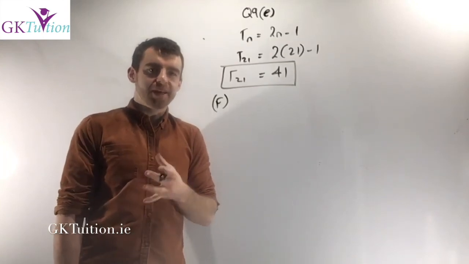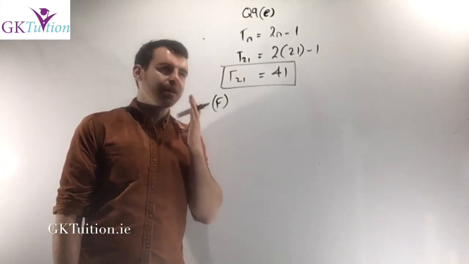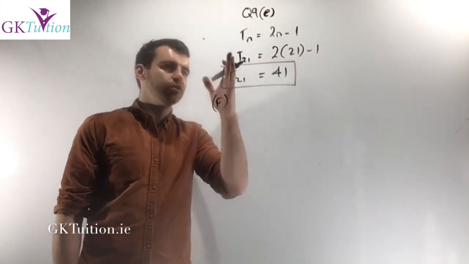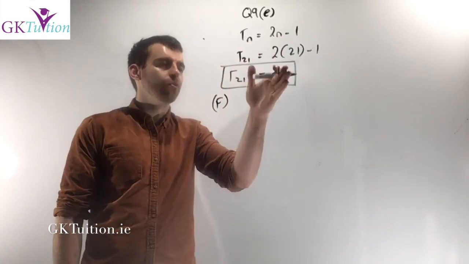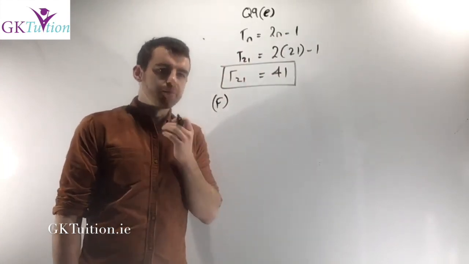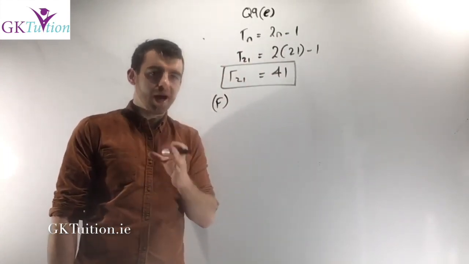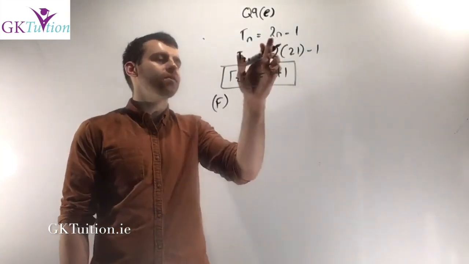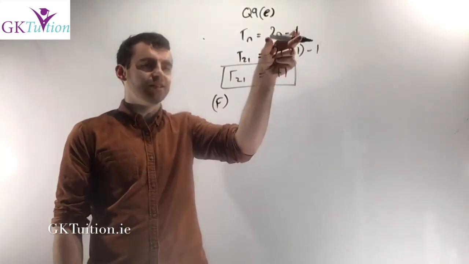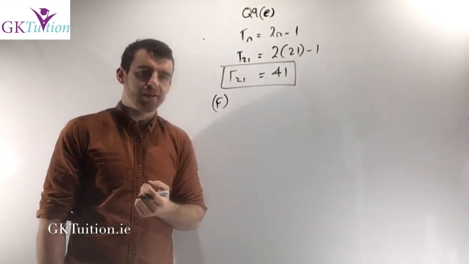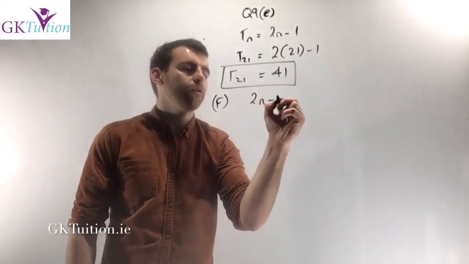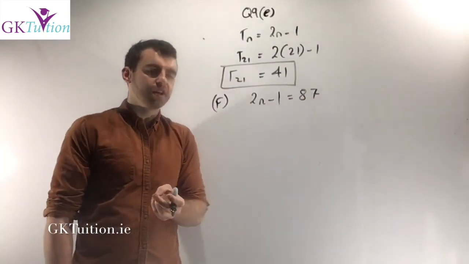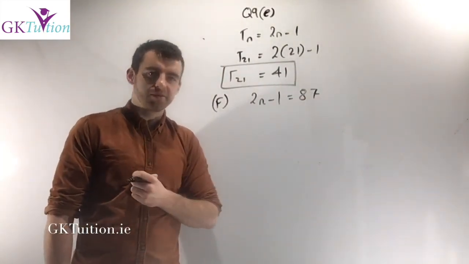But part F is the opposite of part E. In part E, I wanted to work out how many tiles are in the 21st pattern. So I subbed in 21 for n, and I worked out that that's equal to 41. Whereas in part F, I want to work out which pattern has 87 tiles. That's different. So I want to know what is the value of n for which this general formula will be equal to 87. So this time I let my general formula 2n minus 1 equal 87. I have one equation and I have one unknown, which means I'll be able to find the value for n.